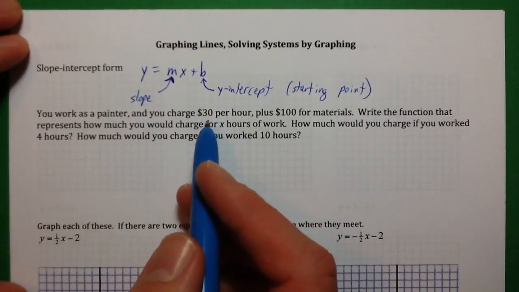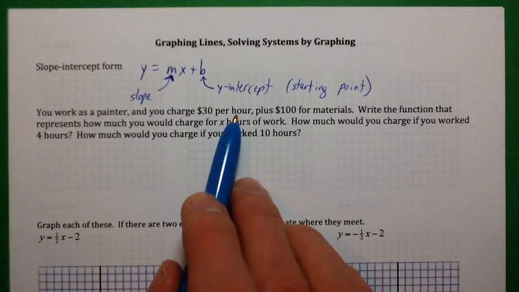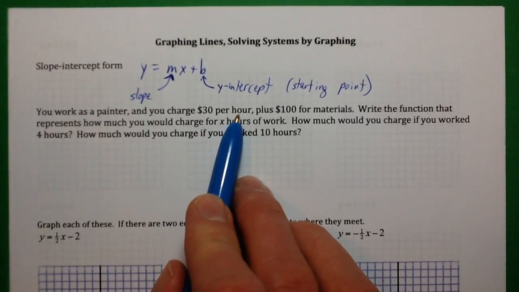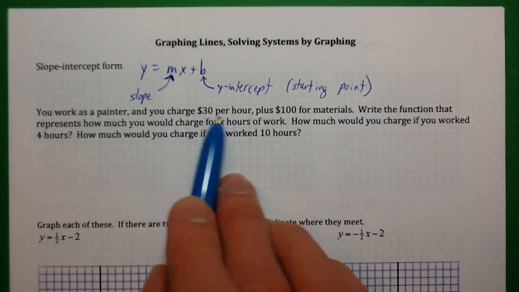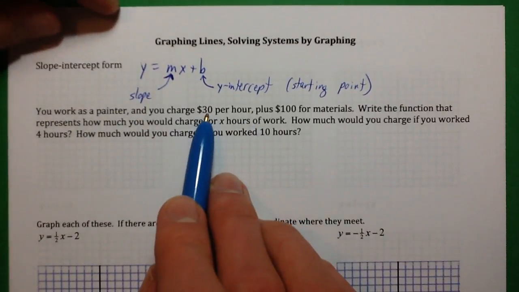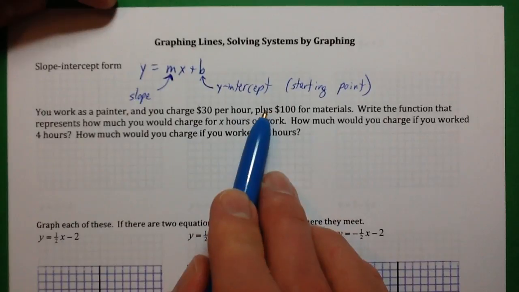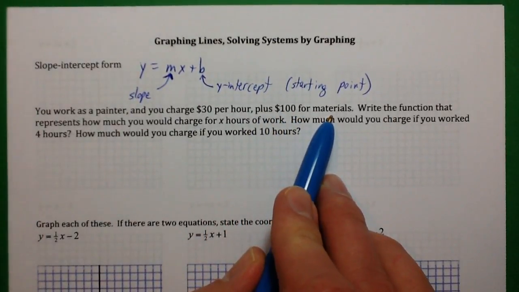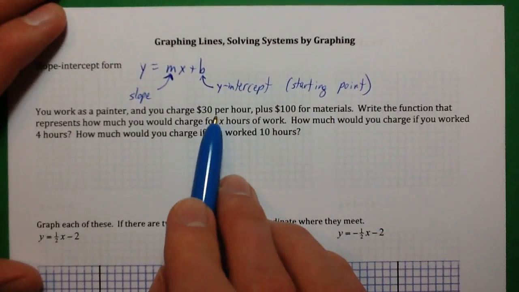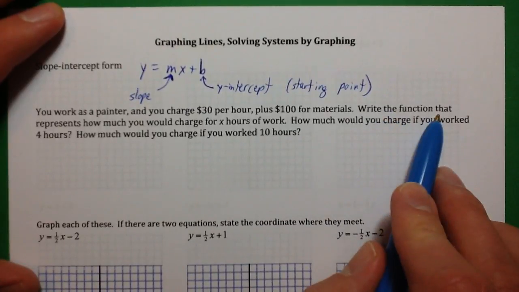So you work as a painter, you charge $30 an hour, and let's just stop right there. You charge $30 an hour, so if you work an hour, you're going to charge $30. If you work 2 hours, you're going to charge 2 times 30, so 60. We could get all the way up to that sentence and realize that this is the rate of pay, but you're also going to get paid $100 for materials. So you had to buy paint or show up at the house and pay gas money or whatever. So $30 an hour plus $100 for materials. That is what you charge. So we're going to write a function. Function?